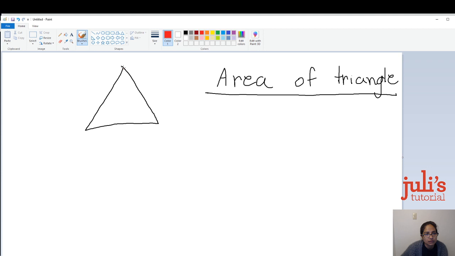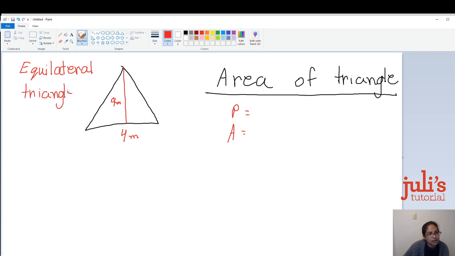Okay, we're gonna draw 9 meters, and this is 4 meters. First we're finding the perimeter, and then we're finding the area. Something that was told was that this was an equilateral triangle. Equilateral triangle means all sides are equal, so therefore all these sides are the same. So therefore the perimeter is basically 4 plus 4 plus 4, which is 12.